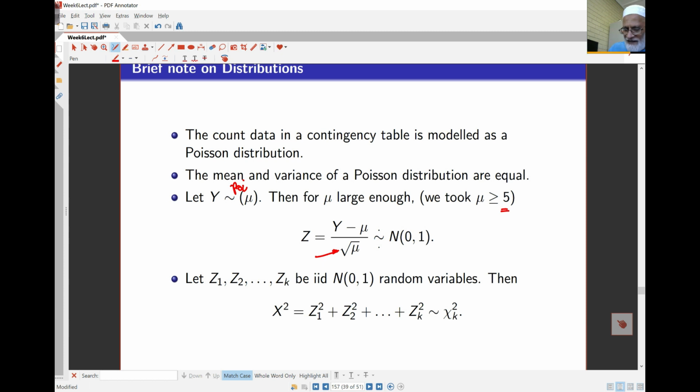Then this Z, the standardized random variable here, is approximately normal(0, 1). And if I've got normal(0, 1) distributions Z1 to Zk, if I square them and add them up, I get a chi-squared K distribution. So I've got K of them added up, independent, and I get a chi-squared K distribution. This is how this arises.